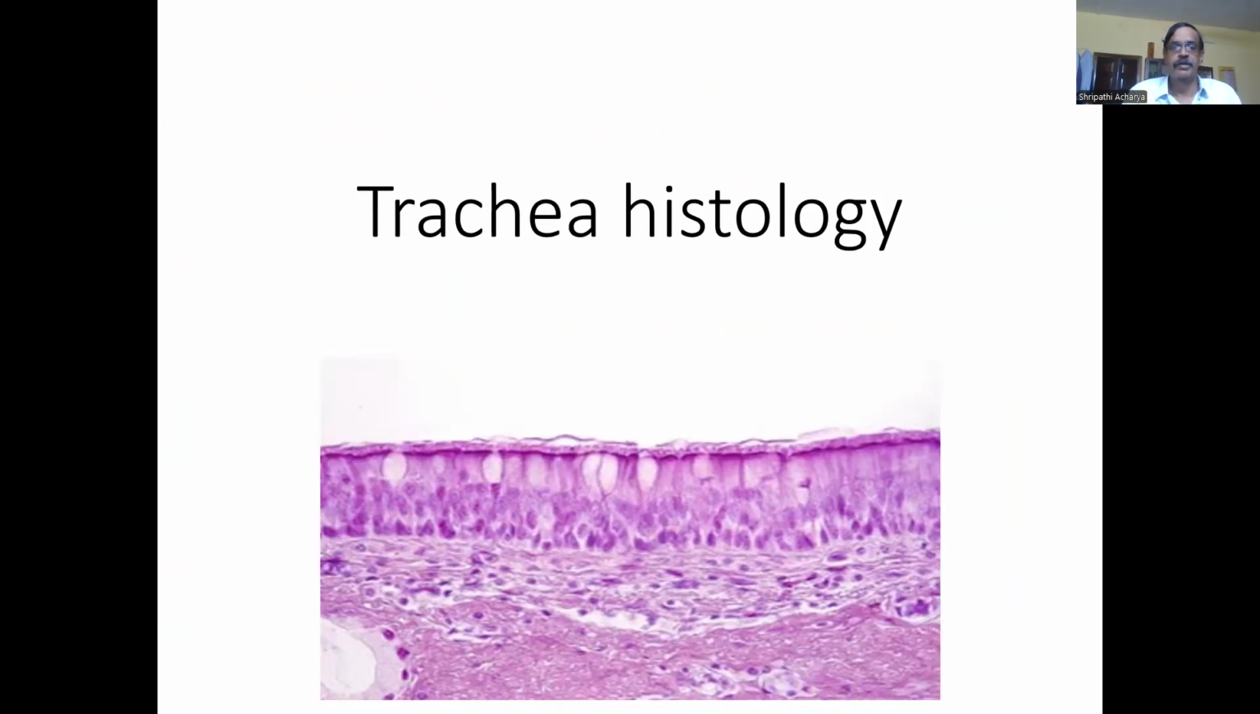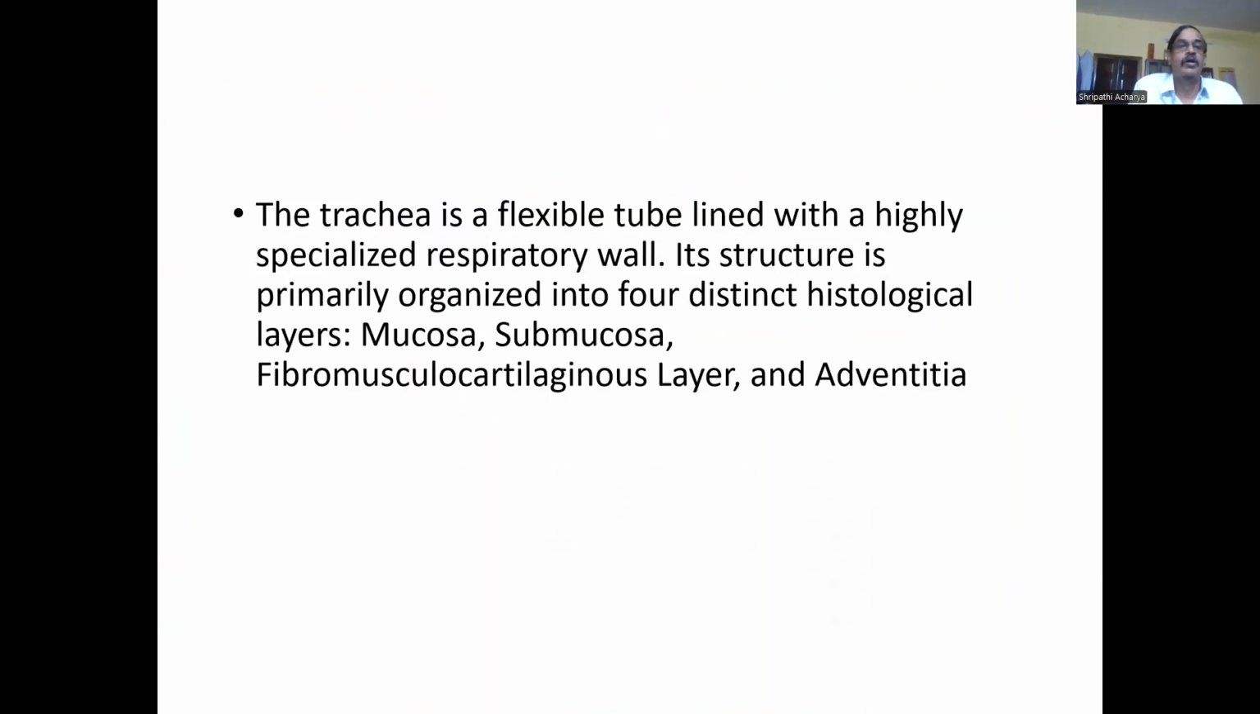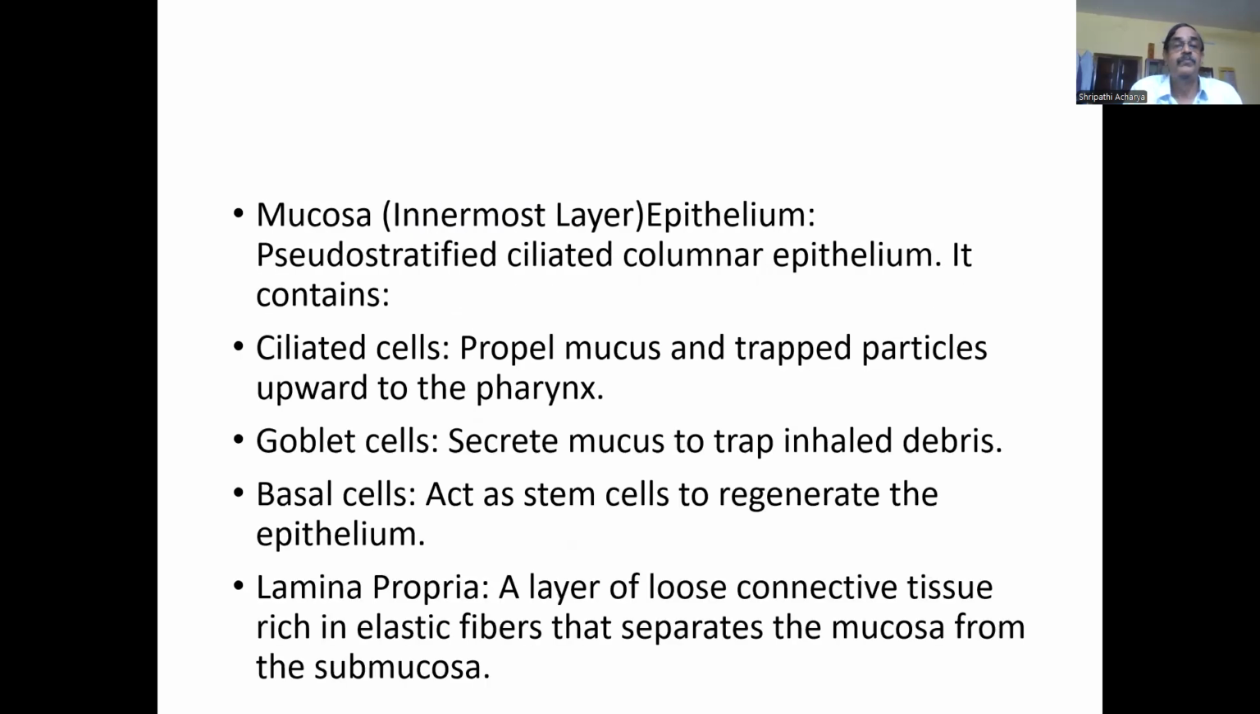Trachea, histology of trachea. The trachea is a flexible tube lined with a highly specialized respiratory wall. Its structure is primarily organized into four distinct histological layers: mucosa, submucosa, fibromuscular cartilaginous layer, and adventitia.